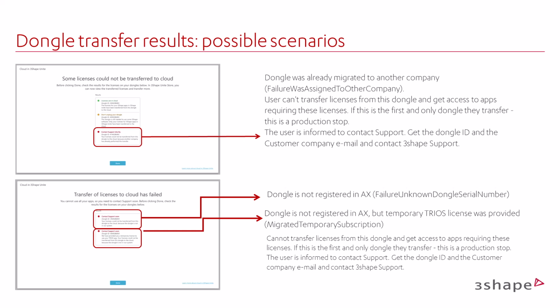The second image illustrates a scenario where the dongle is not registered in the 3Shape ERP system, known as AX. The user will notice that the dongle serial number is unknown, indicating that the dongle does not have any valid contract within the 3Shape finance system. This is also a production stop. The user will be instructed to contact support and provide the dongle ID and company information. If there is evidence of the customer's contract, it should be included in the opening email to contact 3Shape support, as this contract needs to be legalized within the 3Shape finance system.